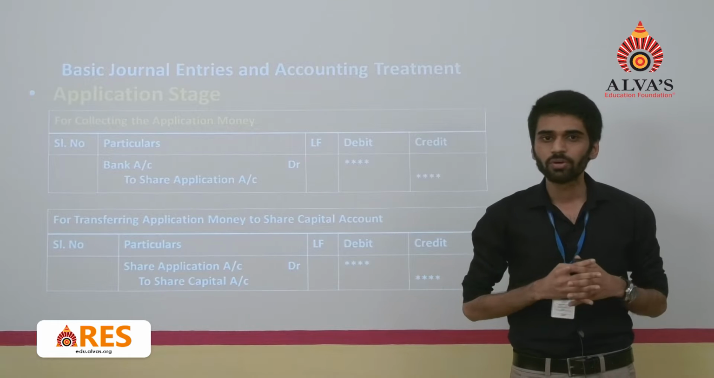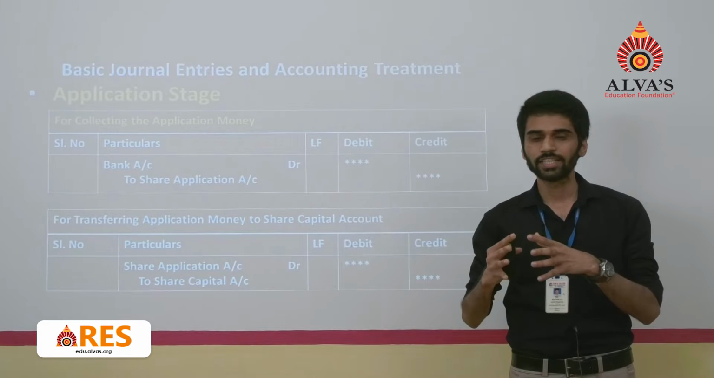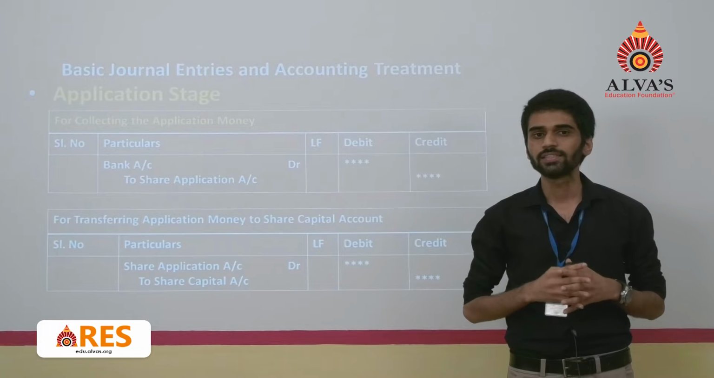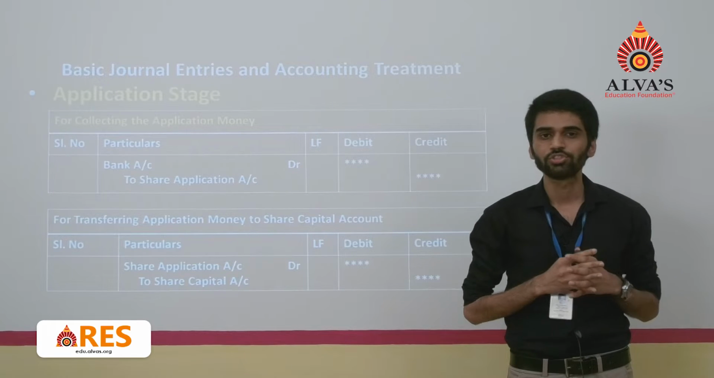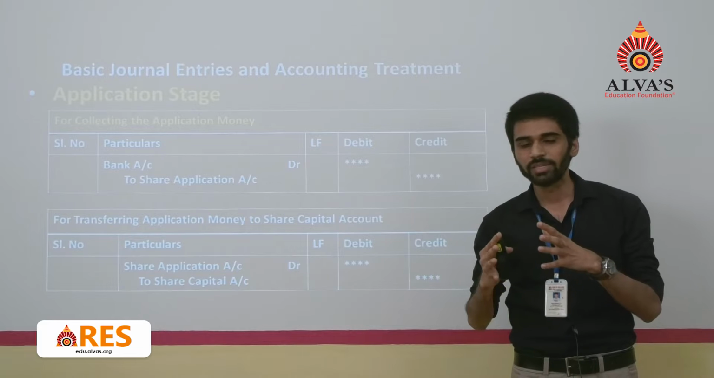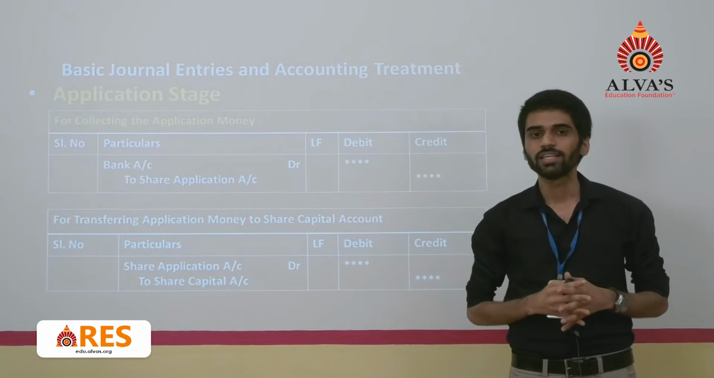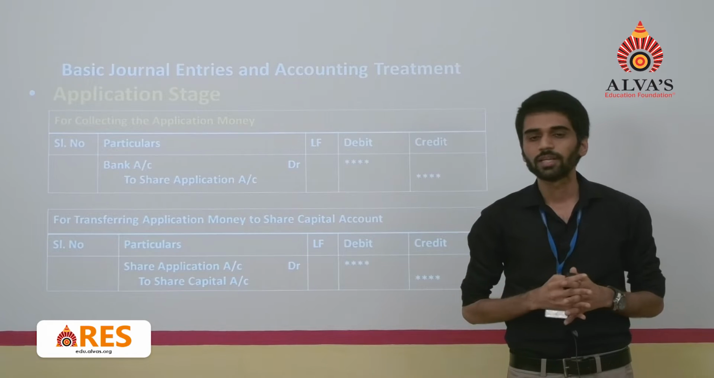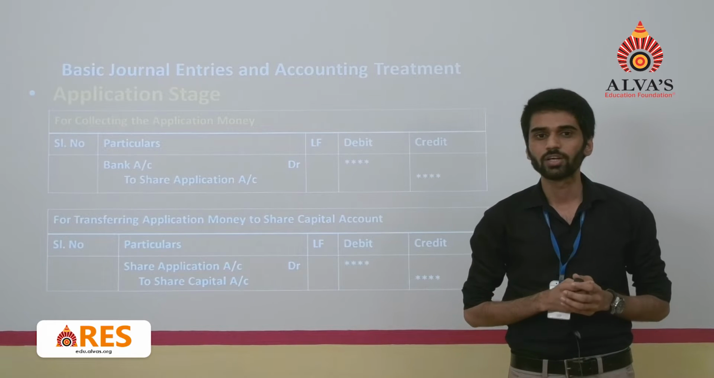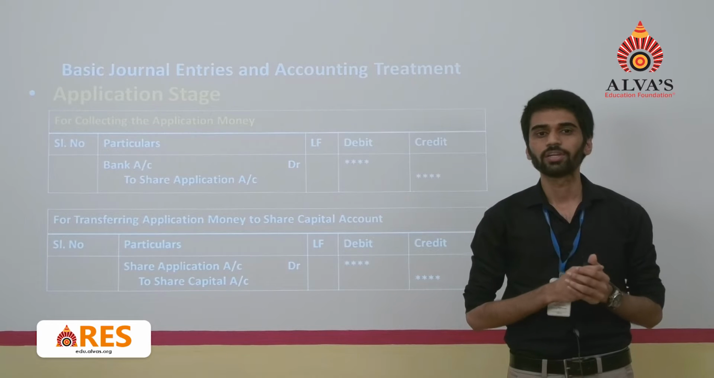So, let us discuss the journal entries that have to be passed for collecting the application money. For the collection of application money, bank account debtor to share application account. Ultimately, the purpose of collecting the application money is to raise the share capital, and for transferring the application money to the capital account, we pass one more entry, share application account debtor to share capital account.